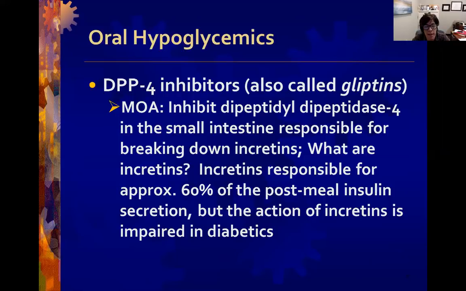So again, these drugs are DPP4 inhibitors. They inhibit that enzyme that's responsible for breaking down the incretins. So again, incretins are responsible for 60% of the post-meal insulin secretion. But again, the action of incretins is impaired with diabetics. So these are called the gliptins.